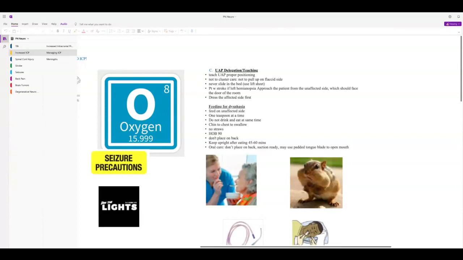Feeding. When you're feeding a patient with dysphagia, now dysphagia means they can't swallow or they can't swallow well. They have a problem swallowing, okay? You always feed on the unaffected side, one teaspoon at a time. They cannot drink and eat at the same time. They need to put their chin to their chest to swallow. Absolutely no straws. Head of bed has to be up, and it needs to be up for 45 to 60 minutes after they eat. So don't put them supine.